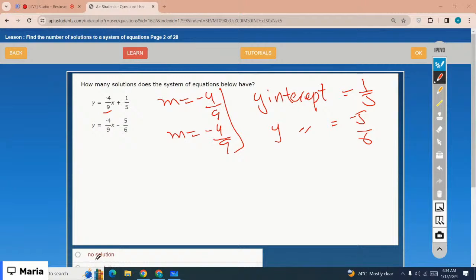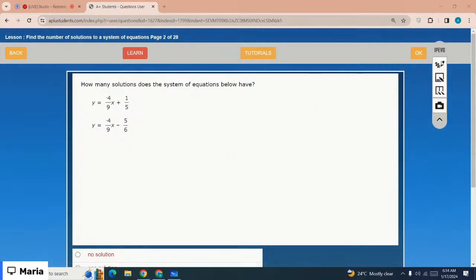So the system has no solutions. The lines are parallel and the system has no solution. Got it?